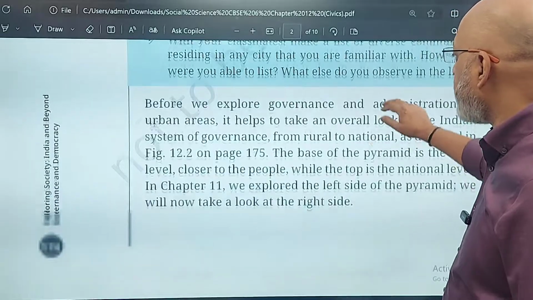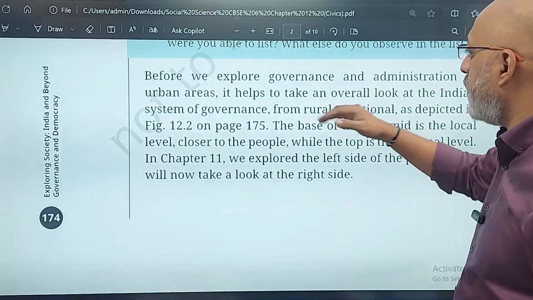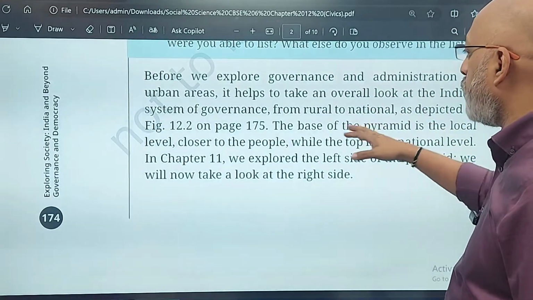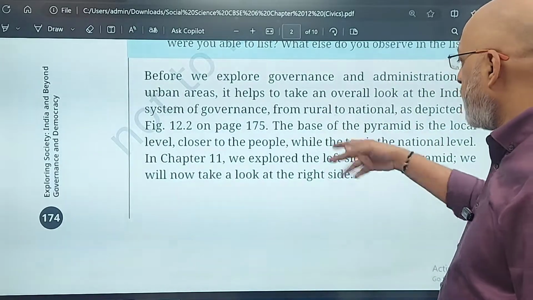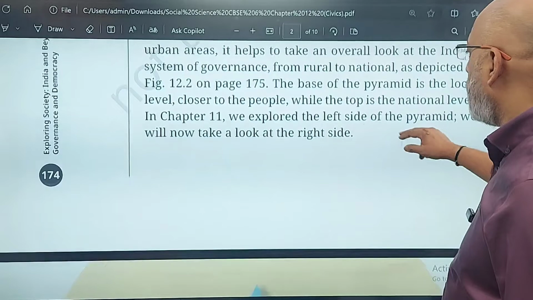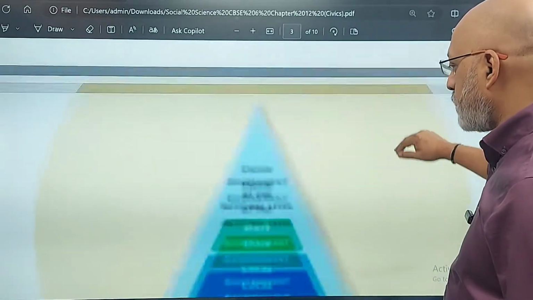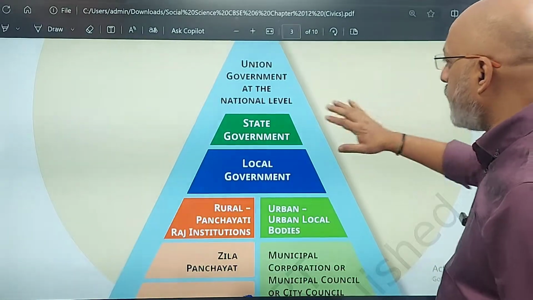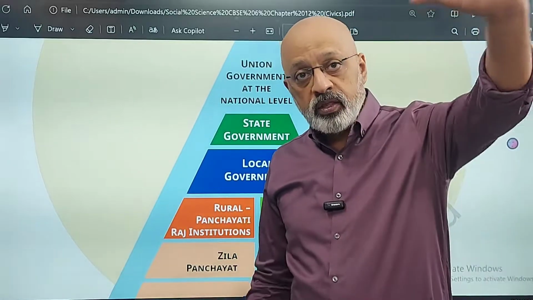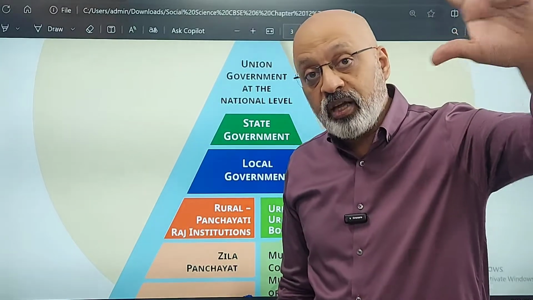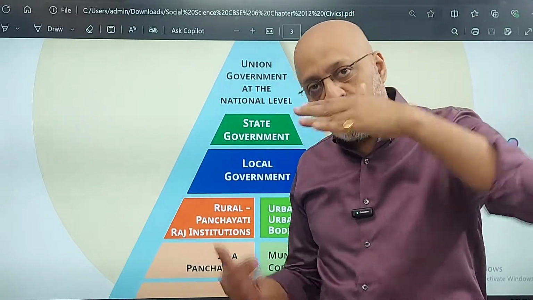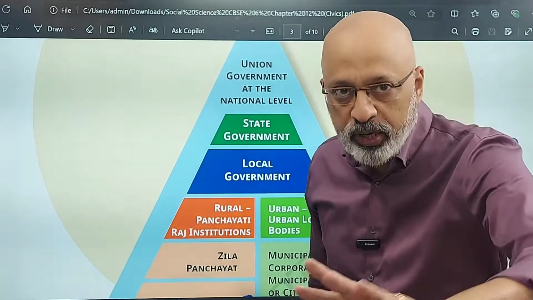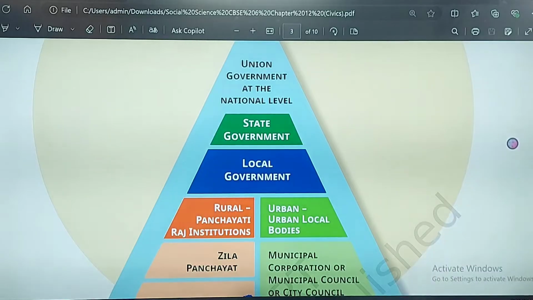Okay. Now, before we explore governance and administration in urban areas, it helps to take an overall view of the Indian system of governance from rural to national. तो ये हमने 11th चैप्टर में लास्ट में कर दिया था. अब यहाँ पे देखते हैं. ऊपर हुआ यूनियन गवर्नमेंट, नरेंद्र मोदी जो सरकार चलाते हैं, भारत की सरकार दिल्ली में बैठकर. Okay, I am giving example with people so that you can relate to it better hopefully.